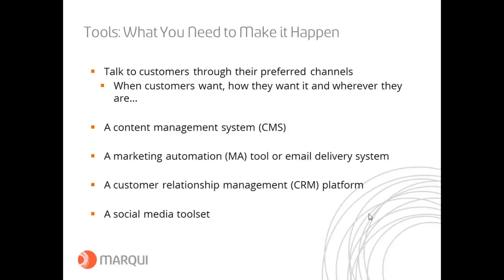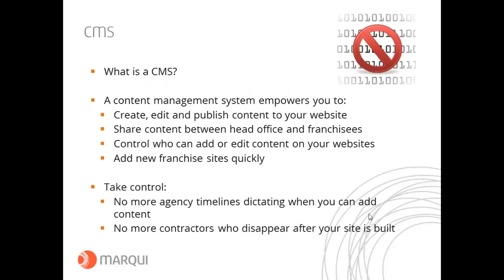The first is a content management system. Second is a marketing automation tool or email delivery system. And the third, depending on your business, you may need a CRM platform, so customer relationship management. And obviously, if you're in the social media space, a social media tool set.